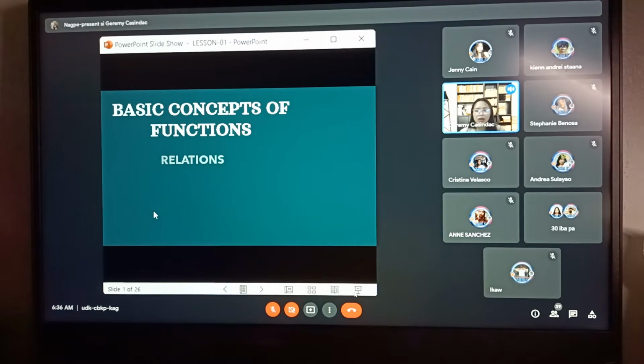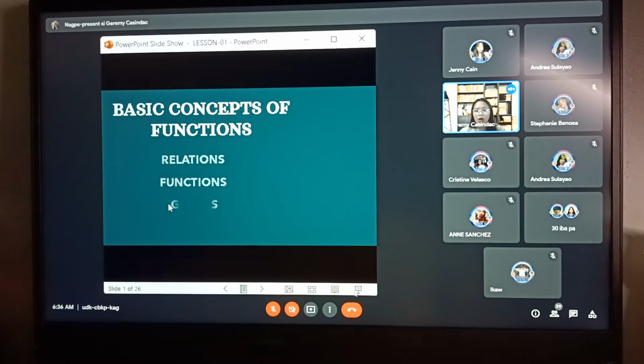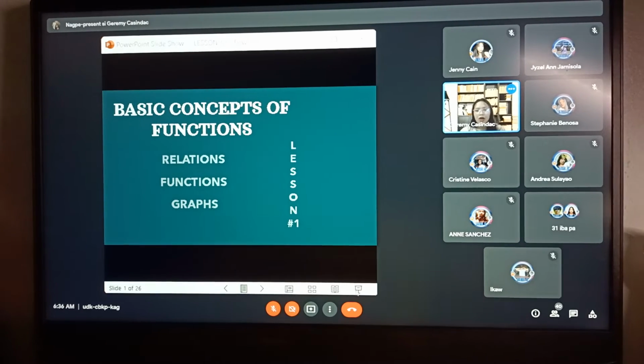Okay, so the first one is the relations, followed by the function and the graphs. That will be our lesson number 1, our first topic in the first semester. By the way, do you have your pen and notebook with you now?